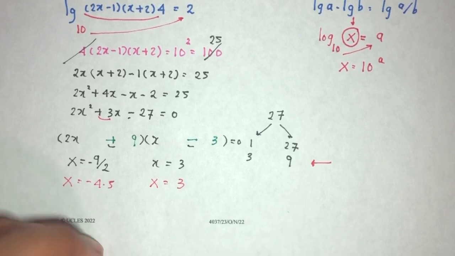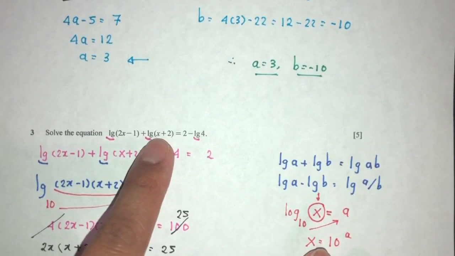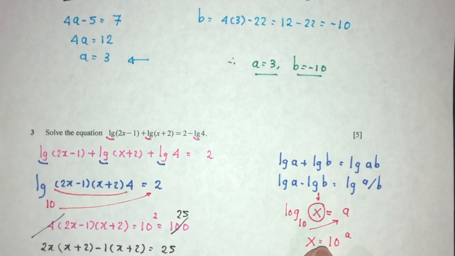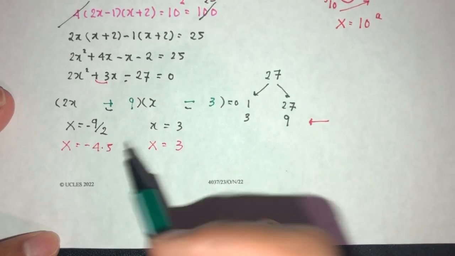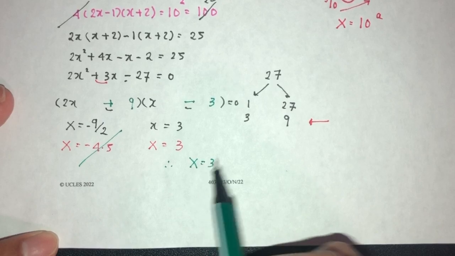Now, whenever we're dealing with log functions, ln or log, we have to check which one will be good, right? For example, if you were to plug this in here, minus 4.5 plus 2 is minus 2.5, and you know that log does not take negative values. That's why this will not be good. So your only answer will be x equal to 3 for question number 3.